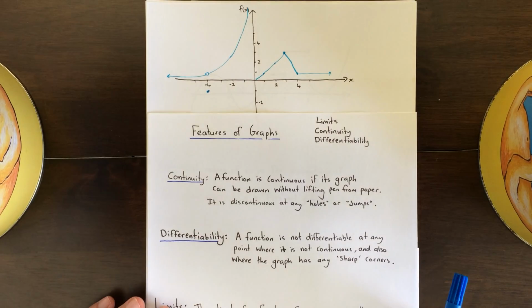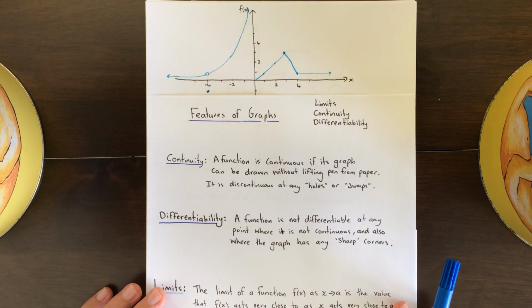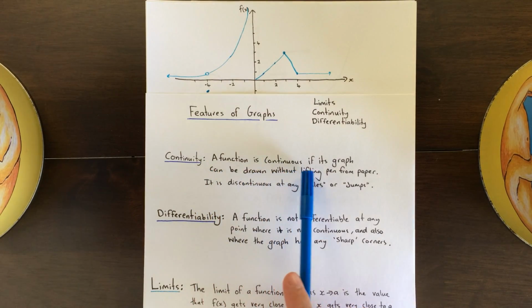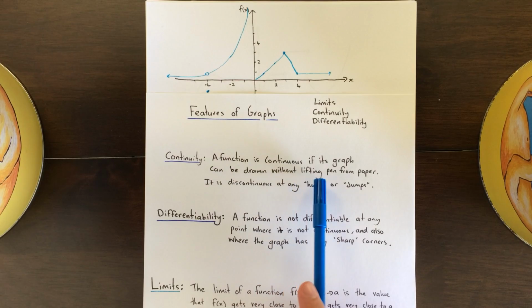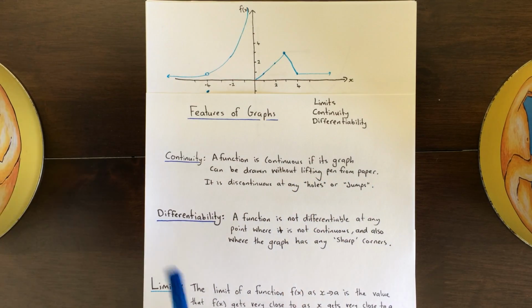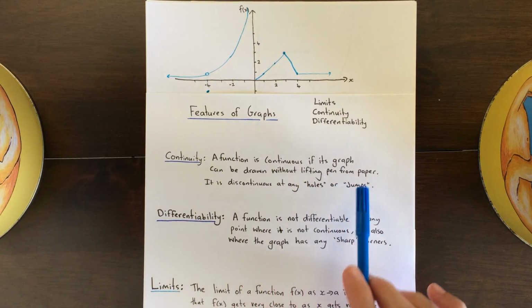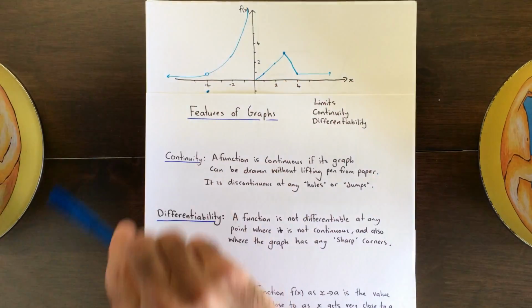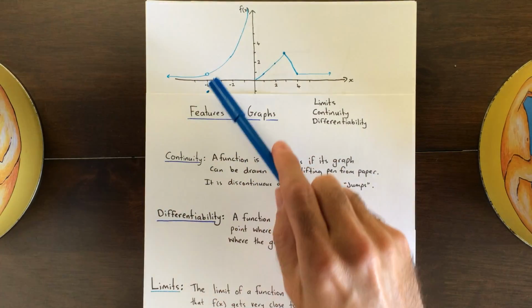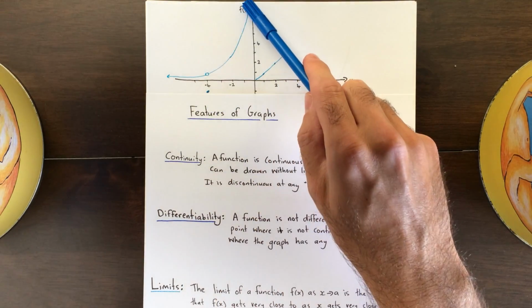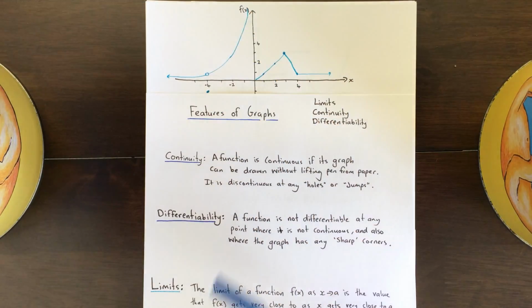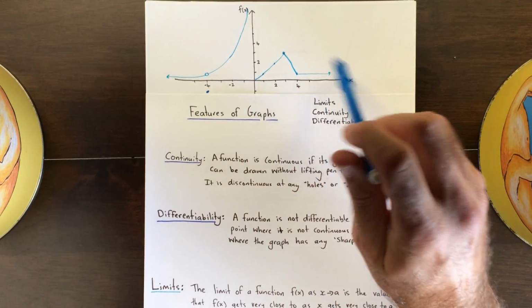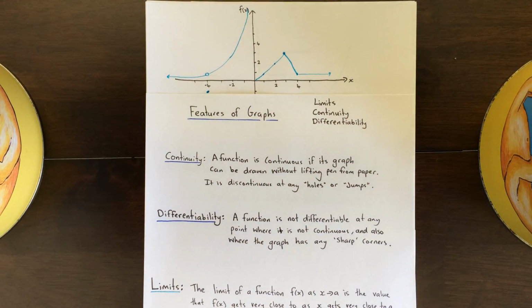So let's look at continuity first. It's quite an easy one, pretty straightforward. So a function is continuous if its graph can be drawn without lifting pen from paper. It is discontinuous in any holes or jumps. So overall, this graph would be discontinuous, because there's a jump here and a jump from there down to there, or a hole here and a jump. But actually, we would say the graph is continuous everywhere except at a few points.